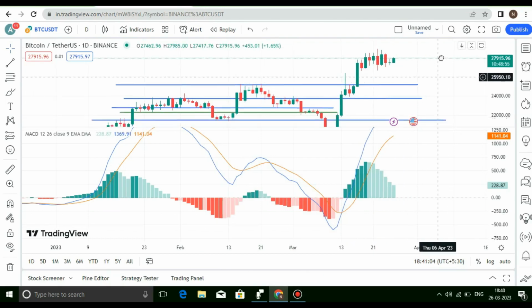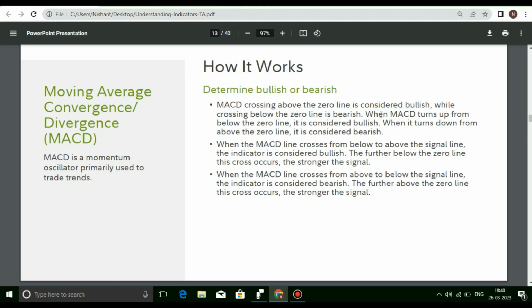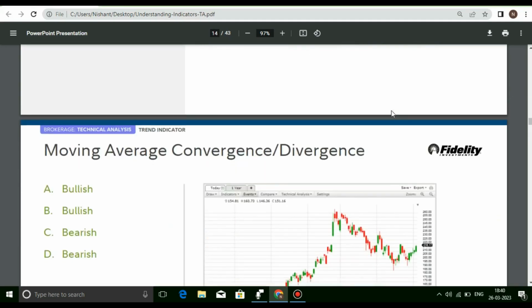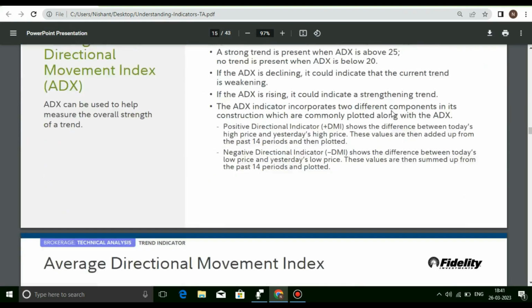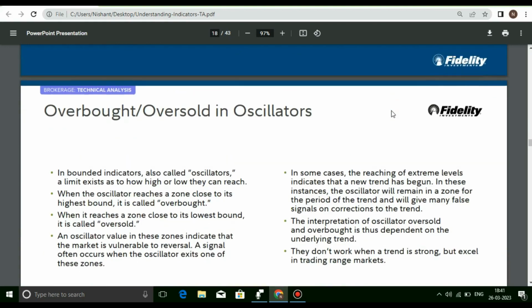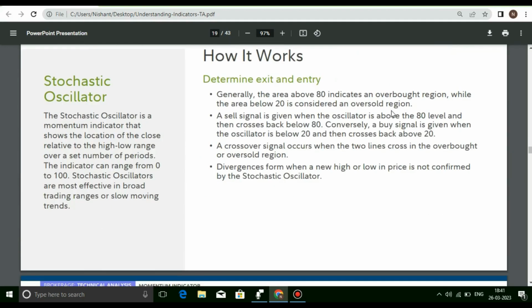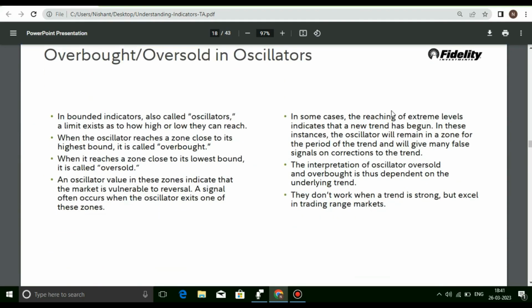So that was it, guys, for MACD. Let's go and check out the next indicator. The next indicator is the momentum indicator. The momentum indicator tells us whether the market is going to go up or go down in the next few hours or few days.